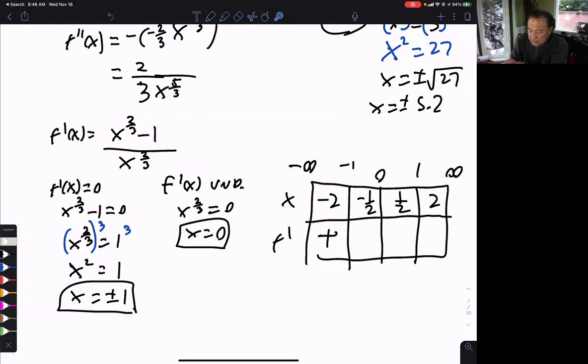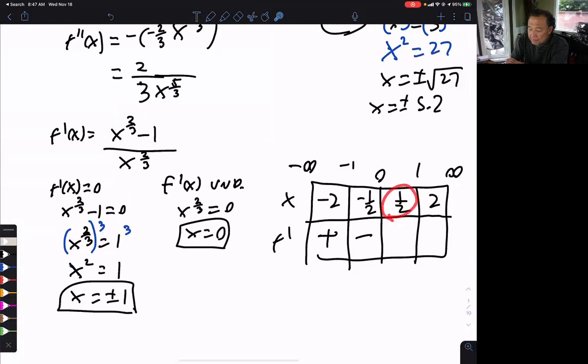Plug in negative 1/2. Negative 1/2 squared is positive 1/4. Cube root of 1/4 is smaller than 1. Smaller than 1 minus 1 is negative. And you could do this on a calculator if you're not comfortable with this. The bottom, because it's squared, is going to be positive. So I'm going to have a negative in that region.